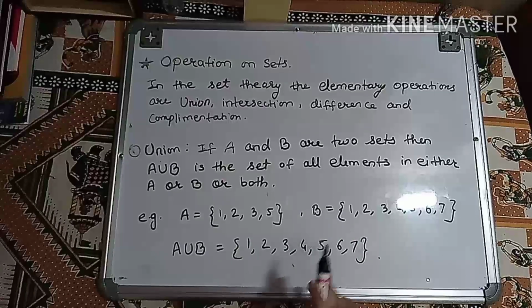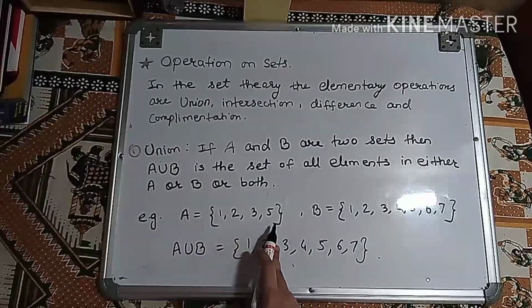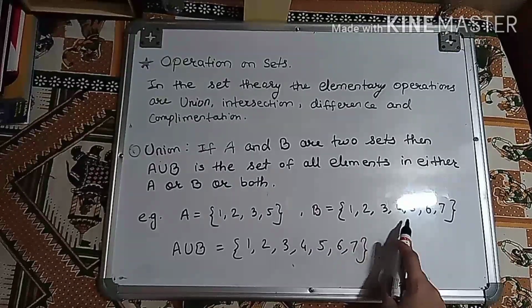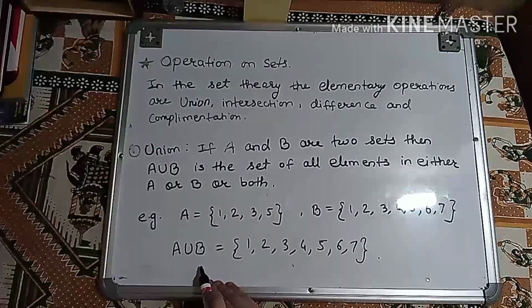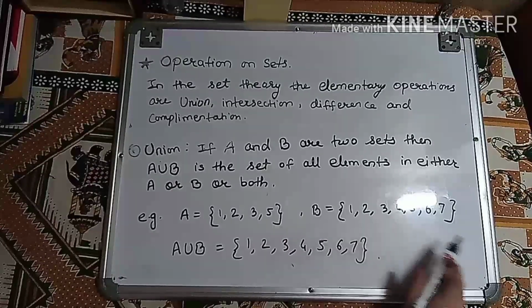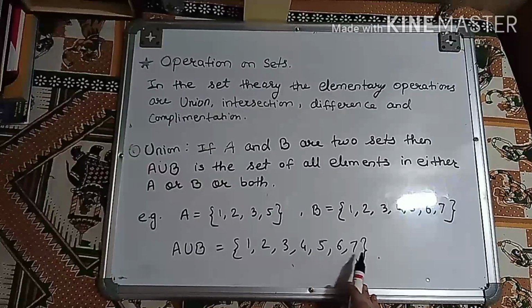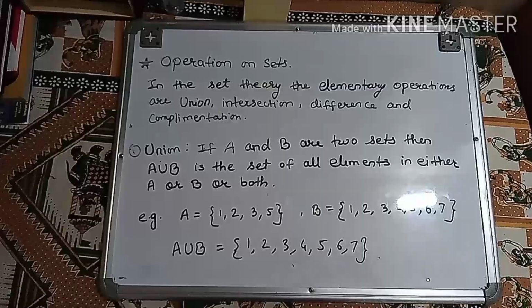Now take two sets. Let A be the set 1, 2, 3, 4 and B be the set 1, 2, 3, 4, 5, 6 and 7. Now what will be A union B? A union B means it is the set of all elements. So 1, 2, 3, 4, 5, 6, 7. This set is known as A union B.